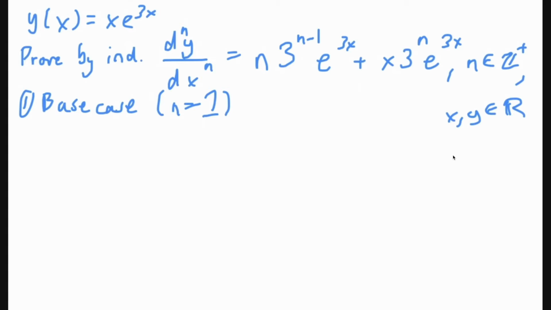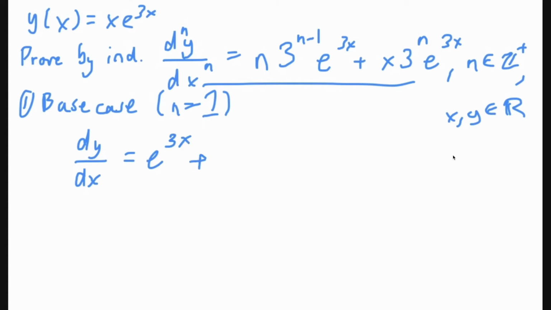Plugging n into this equation up here gives the equation dy over dx is equal to, plugging in 1 gives 1 times 3 to the 1 minus 1, which is just 1, of course. So we're just left with e to the 3x, and then we're adding x times 3 to the 1, which is just 3x times e to the 3x. So how do we prove that this little equation here is true?